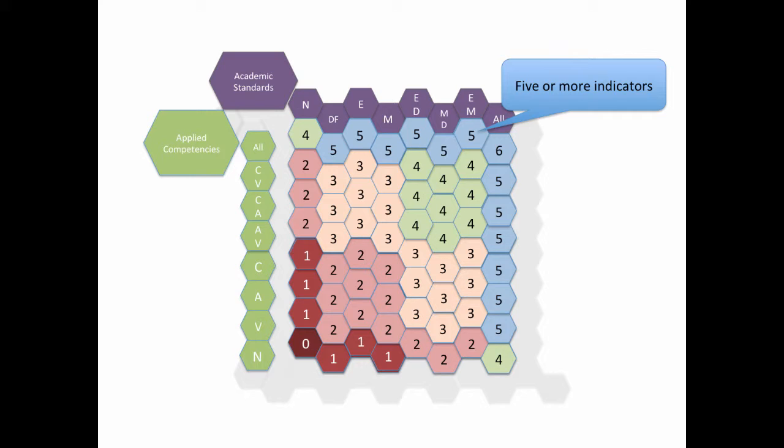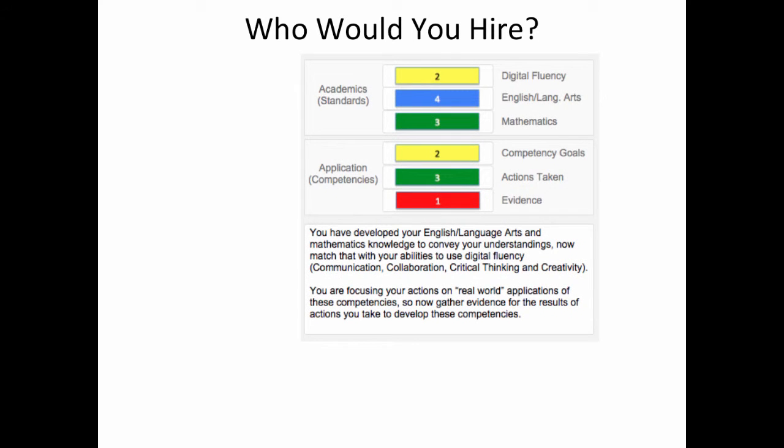So let's see how this would work out in terms of actual people. Who would you hire given the following 3 profiles? In the first case, we have someone who's at an awareness level with digital fluency, has pretty highly developed English language arts, and solid mathematics. This would be a good student in most schools. As far as how these apply to real life, the competencies are just at an awareness level. There's some actions taken, but they have not generated any evidence. So that's one person to think of.